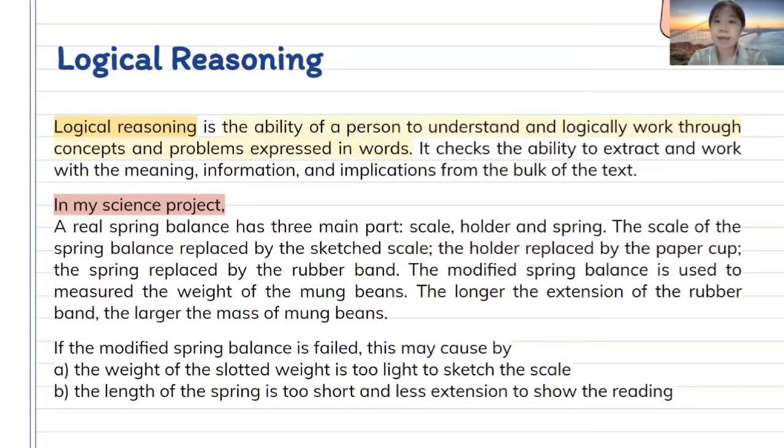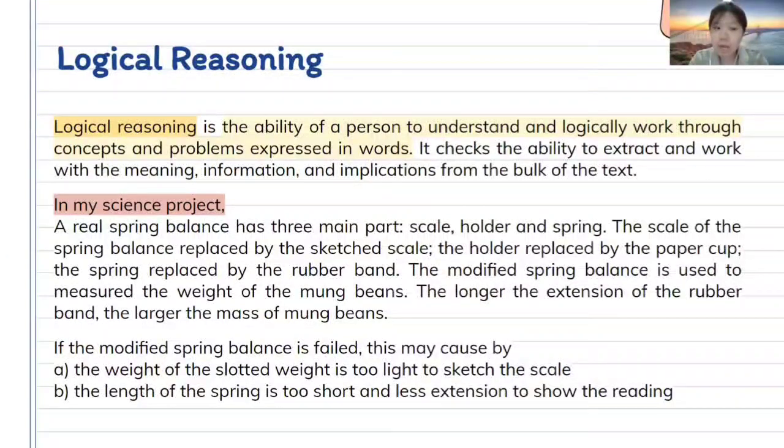And the next skill I use in producing my spring balance is logical reasoning. Logical reasoning is the ability of a person to understand and logically work through concepts and problems expressed in words. It checks the ability to extract and work with the meaning, information, and implications from the bulk of the text.